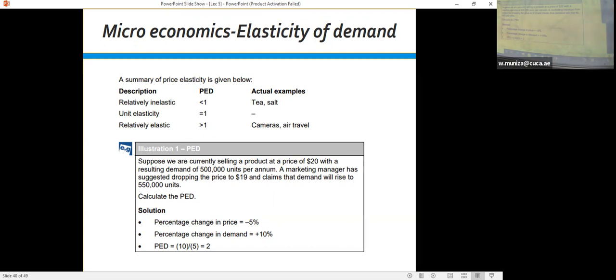No? Anyone? Samiha? No idea? 19 minus 20 divided by 20. Got it? From which price do we want to consider a change? From 20. So our denominator would be 20. Got it? So 19 minus 20 divided by 20 will be giving us negative 5%.